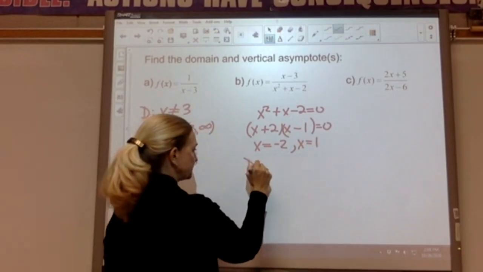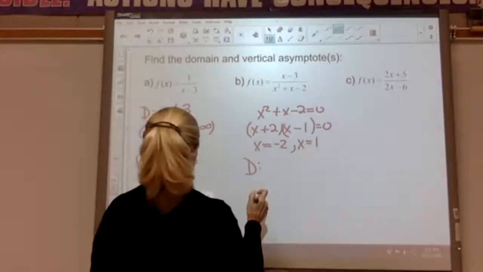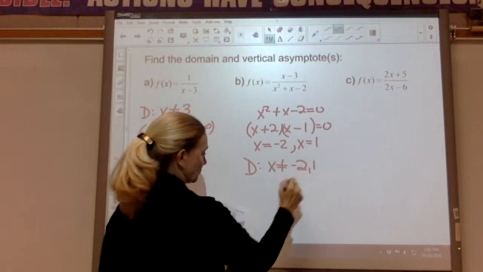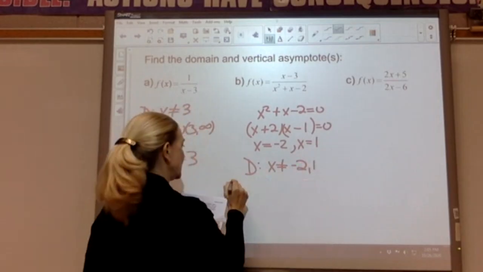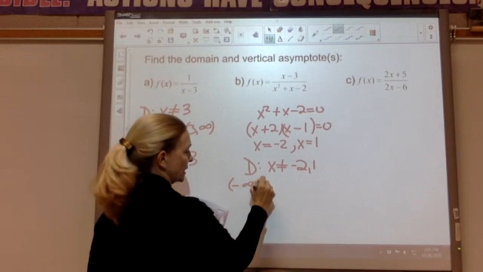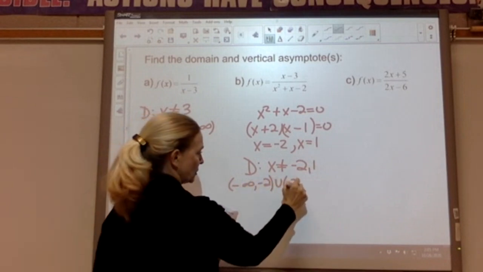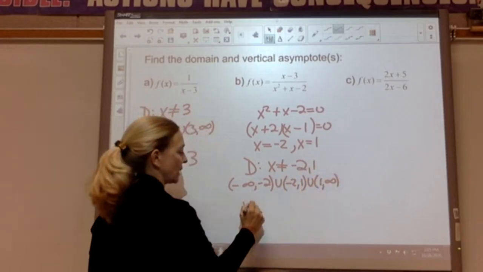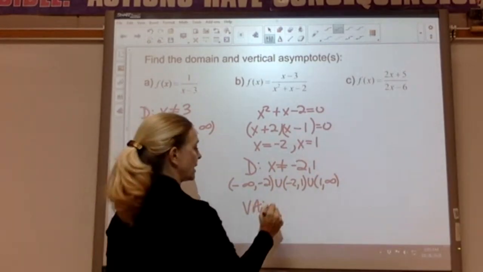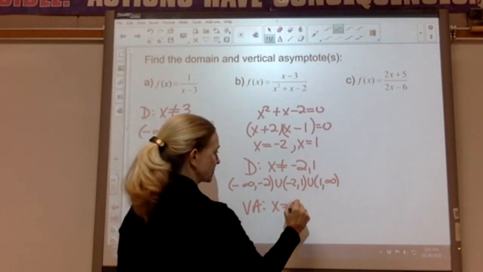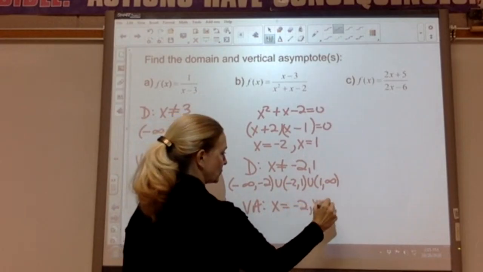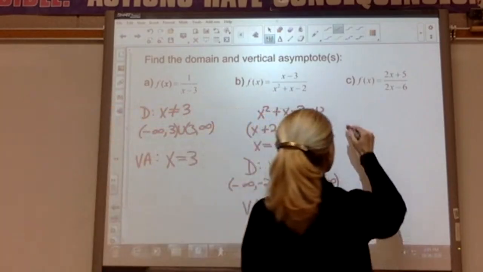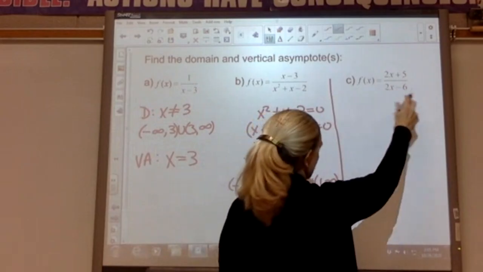So this domain is x cannot equal negative 2 or positive 1, or you could write it in interval notation as negative infinity to negative 2, union negative 2 to 1, union 1 to infinity. And then the vertical asymptotes are just x equals negative 2 and x equals 1. Okay. And then over here for the last one, set this denominator equal to 0.